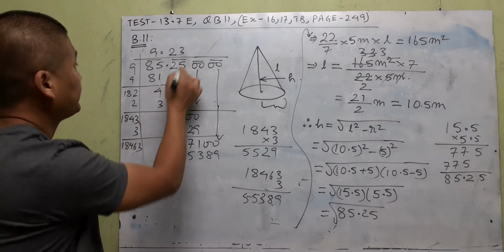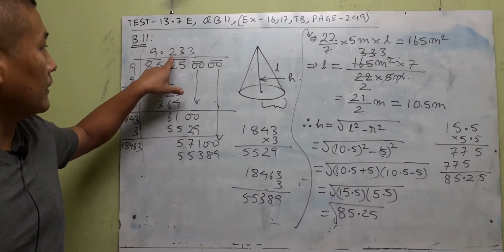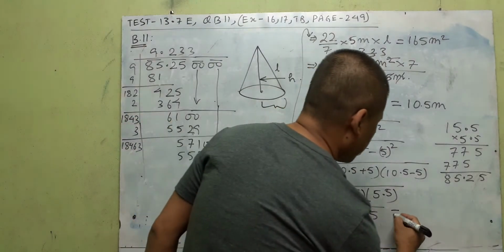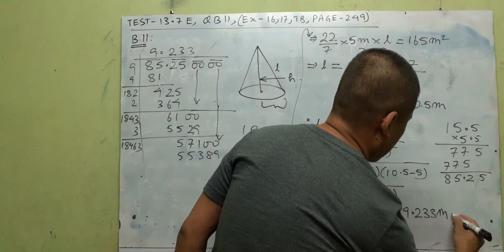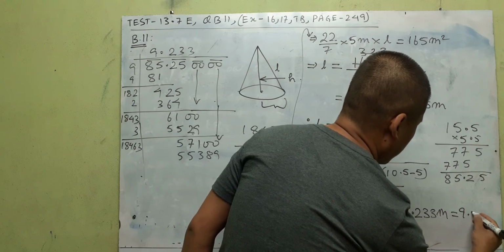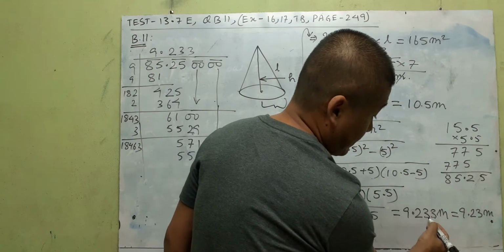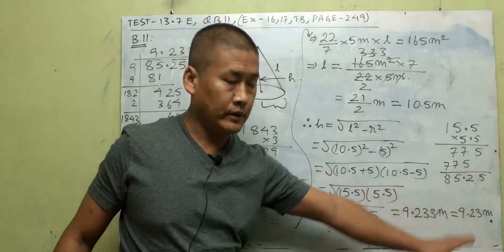So here 3 and 3. So square root division we do normally up to the first, second, third place of decimal is enough. So that will give you equal to 9.233 meter, which will be approximately 9.23 meter, because third place is less than 5 means second place will not change, it will remain same, right?